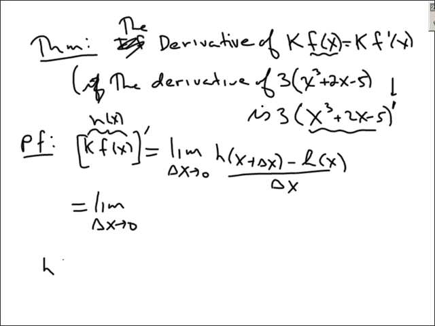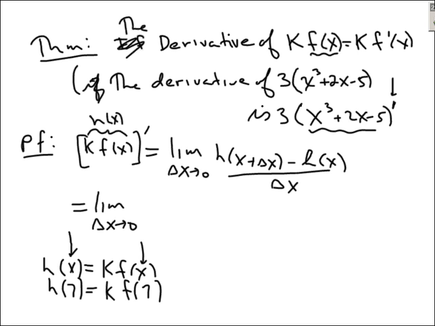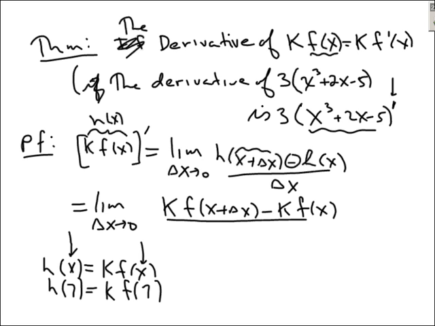Now, I just stated that h of x is k times f of x. Just like always, whatever I put in for x, you should put in for x. If I ask you what h of 7 is, you should say, oh, that's k times f of 7. If I ask you for h of x plus delta x, well then you should say k times f of x plus delta x minus h of x, which is just k times f of x. And all of this gets divided by delta x.